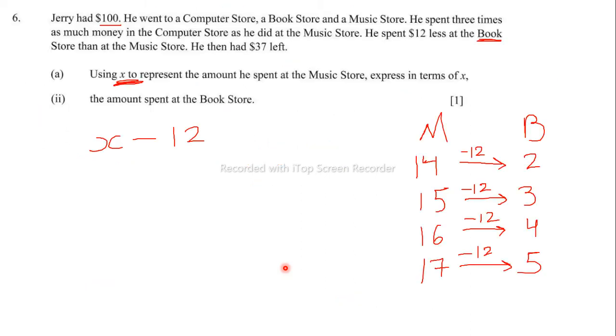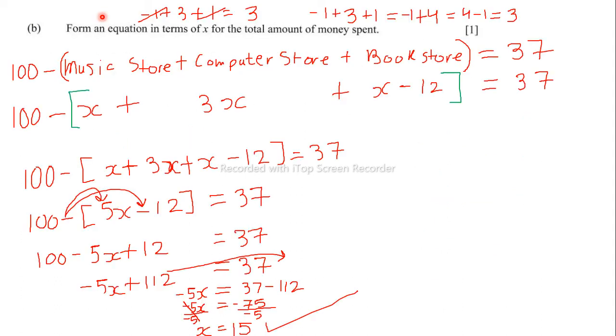So, remember that Jerry had $100. That's what he had in his pocket. Then he went to the music store and spent some money. Then he went to the computer store and spent some money. Then he went to the bookstore and spent some money. Then after he spent money from all these places, he's left with $37.